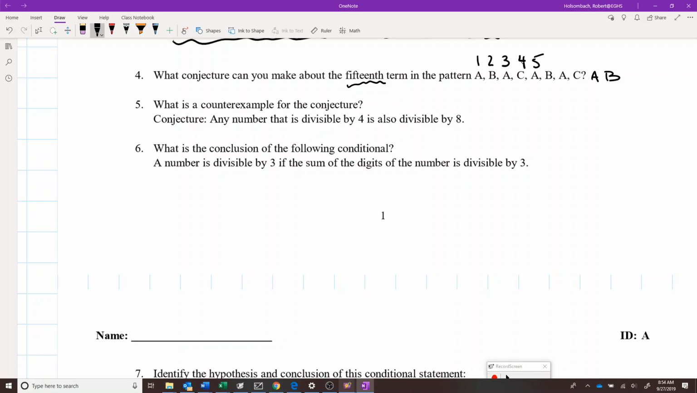So every other letter is an A. And in between, all the odd letters are A's, aren't they? See it? 1's an A, 3's an A, 5's an A, 7's an A, 9 is an A. So is 15 odd or even? 15's odd, isn't it? So what are all the odds? A's. So what's the 15th term going to be?